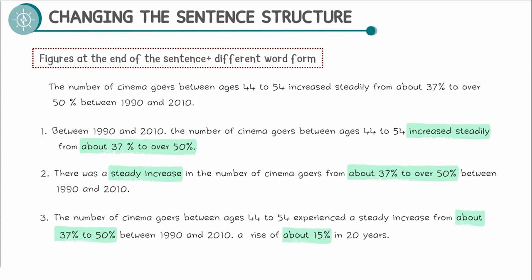Note that in the first sentence, the word increased is used as a verb, but in the second sentence, we use it as a noun. The word steady was used as an adverb, but in the second sentence, we use it as an adjective, so we put it before the noun increase. In the third sentence, we added the verb experience, then the adjective and noun steady increase, plus the figures, then the year.